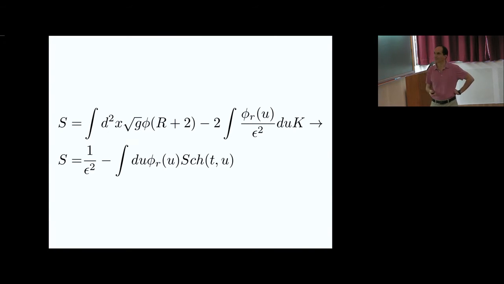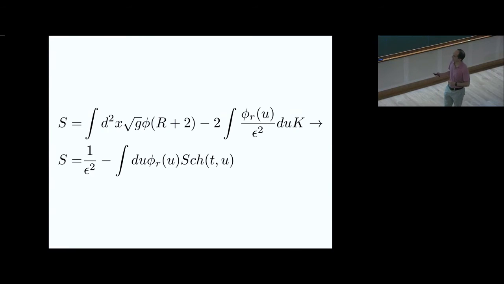This is a Gibbons-Hawking boundary term. That arises because here there are second derivatives of the metric, and to have a well-defined variational problem, you need to add this boundary term. So K is the extrinsic curvature of that line. And phi, here I put a function of u, but it's a constant. This is the constant value of the dilaton at infinity. And so this is a fixed function, let's say it's constant.